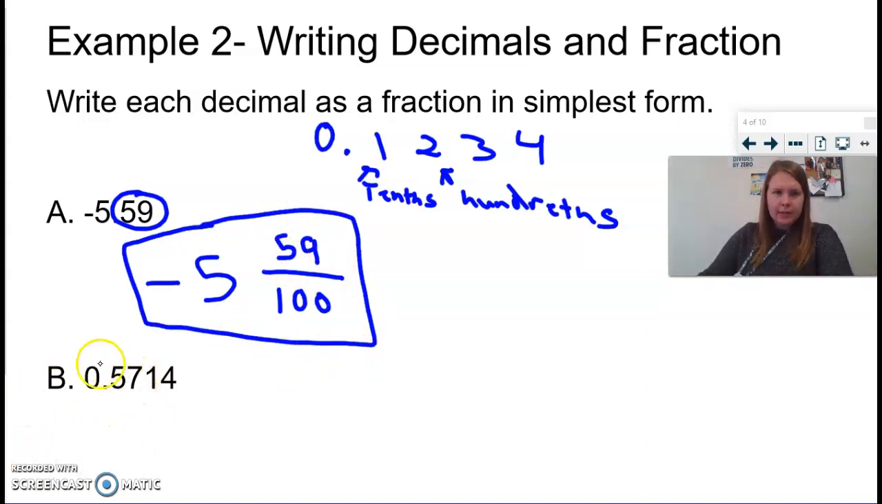So this next one, you've got different ways you can read it. You've got 0.5714, or you can say it as 5,714 ten-thousandths. That's crazy. So I don't have a number in front, which means I'm not going to have a mixed number. I'm going to have a fraction version.